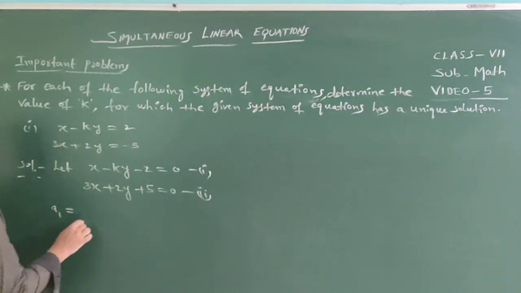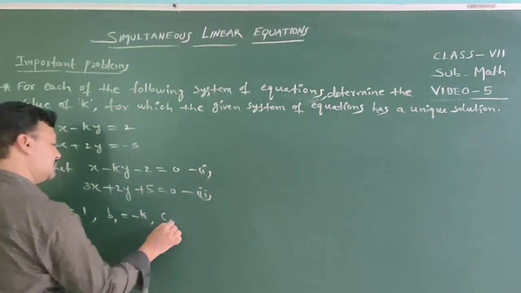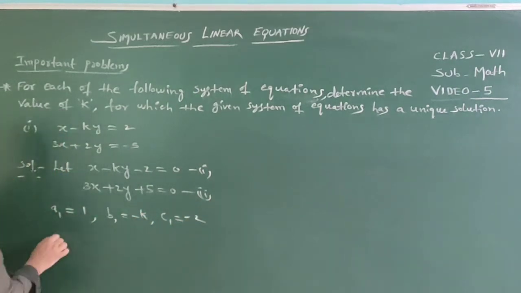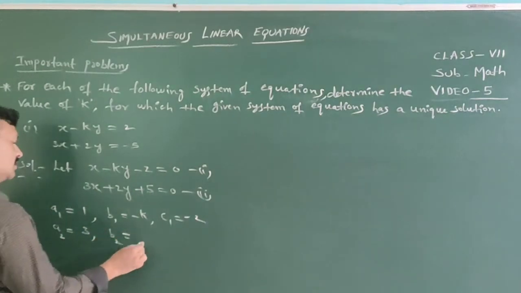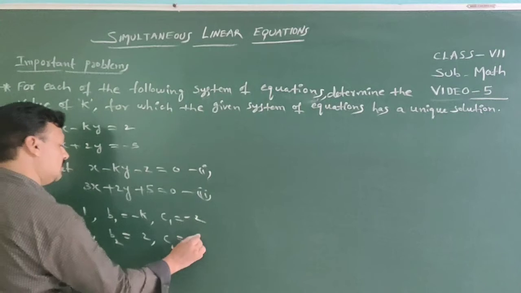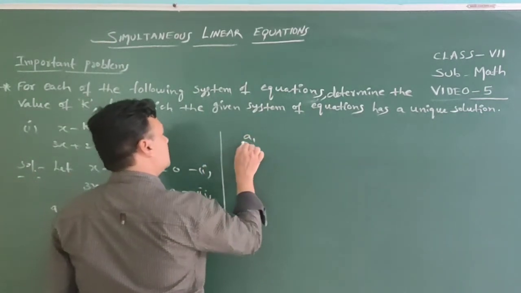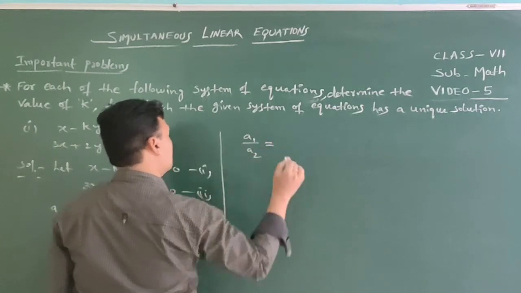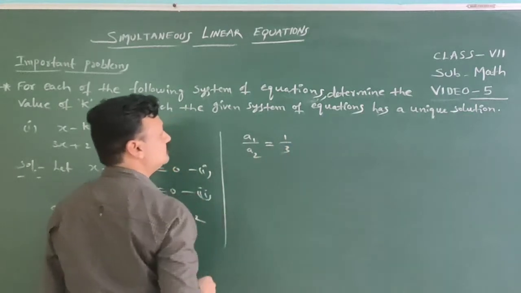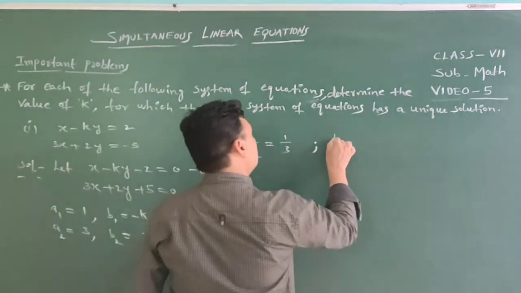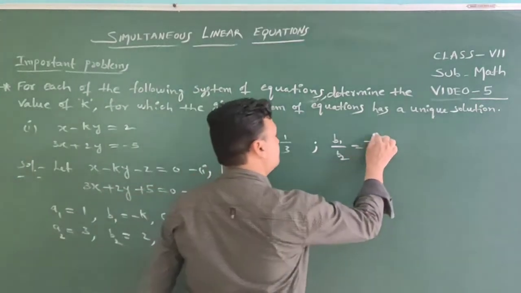Here a1 equal to 1, b1 equal to minus k, c1 equal to minus 2, a2 equal to 3, b2 equal to 2, c2 equal to 5. Now a1 by a2 equal to 1 by 3, b1 by b2 equal to minus k by 2.